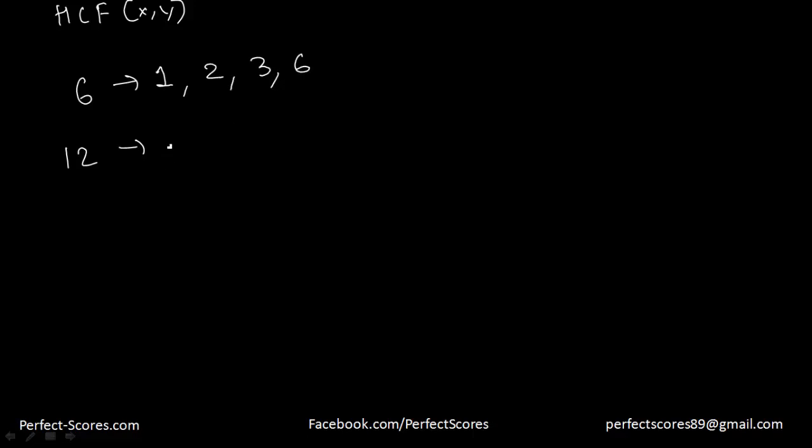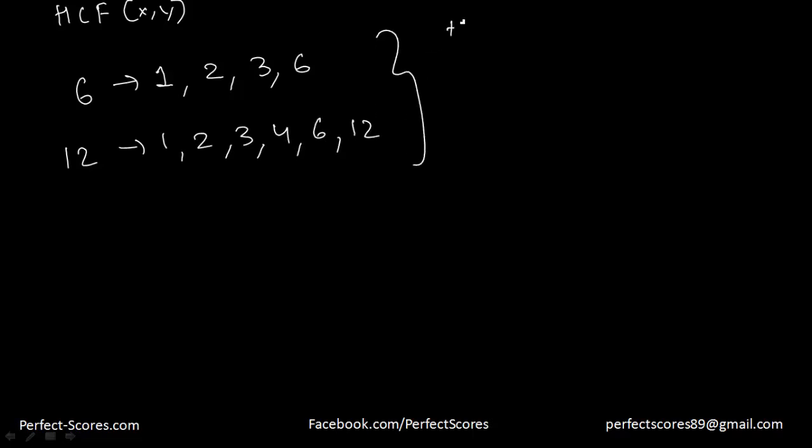Now let's talk about the highest common factors of two numbers. How do you find the highest common factor? I'm going to list down two numbers, 6 and 12, and their factors. The factors of 6 are 1, 2, 3, and 6. And the factors of 12 are 1, 2, 3, 4, 6, and 12.